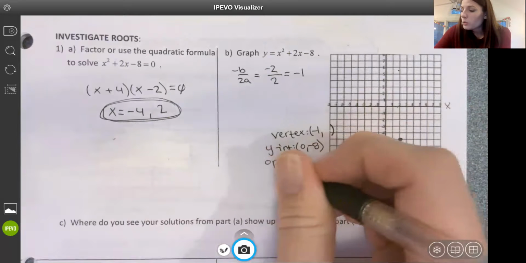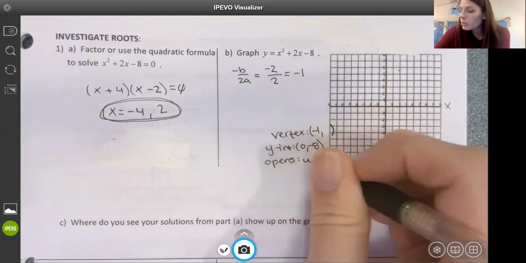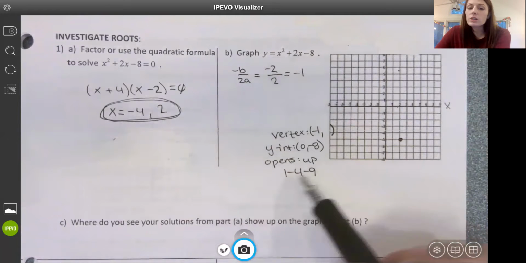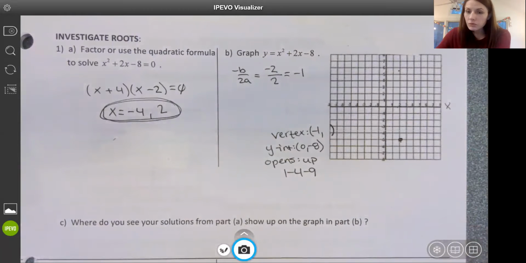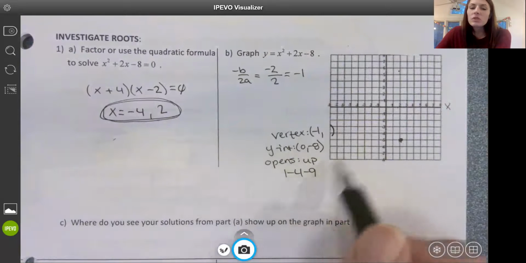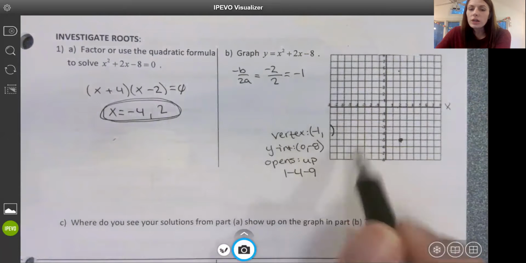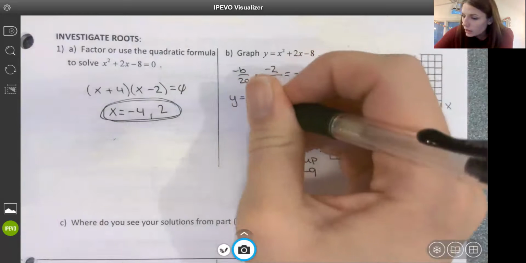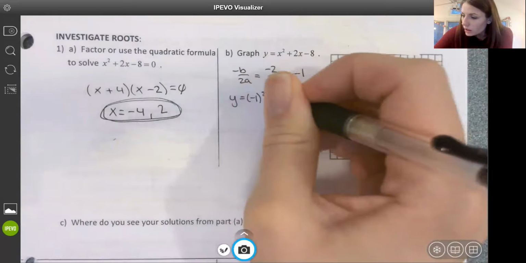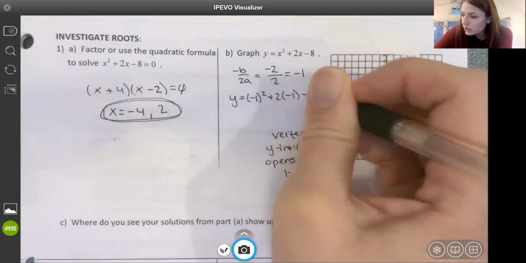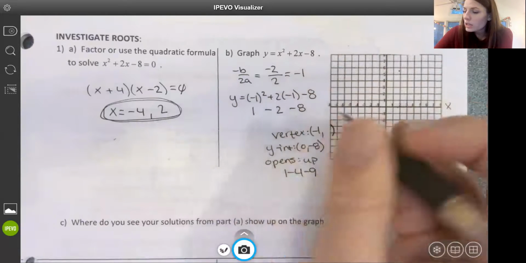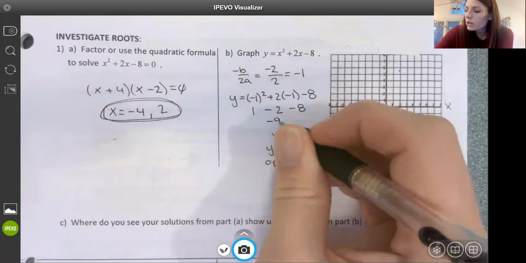We know that it opens up and that it follows 1, 4, 9. I have an a value of 1 here, so I'm just straight 1, 4, 9. Okay, don't know what that little dot is, ignore it. So here's my descriptions of what's happening here. We still got to figure out what y is. So I'm going to go ahead and plug -1 in for x, which gives me 1, -2, -8, or -9 altogether.